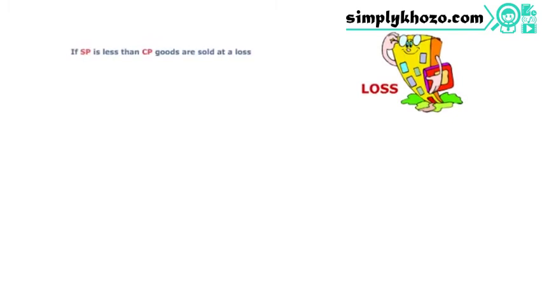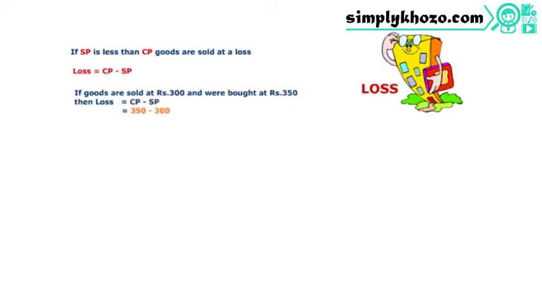When the goods are sold at a price that is less than the cost price, the goods are sold at a loss, and the shopkeeper makes a loss. Loss is equal to CP minus SP. If goods are sold at rupees 300 and were bought at rupees 350, then the loss is equal to CP minus SP, that is equal to 350 minus 300, that is equal to 50. Therefore, the loss is rupees 50. Remember, profit or loss is always calculated on CP.